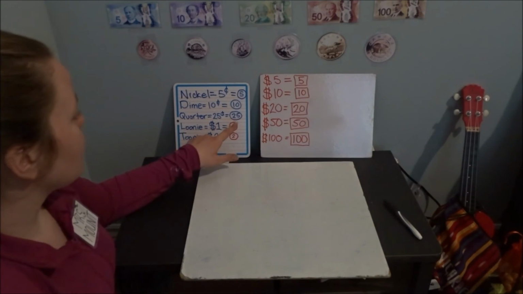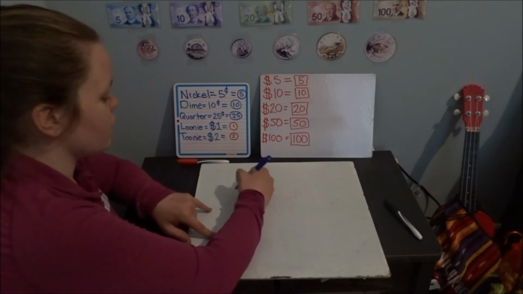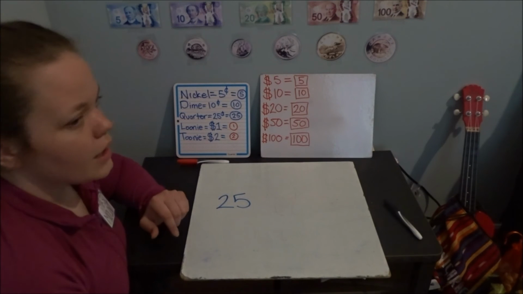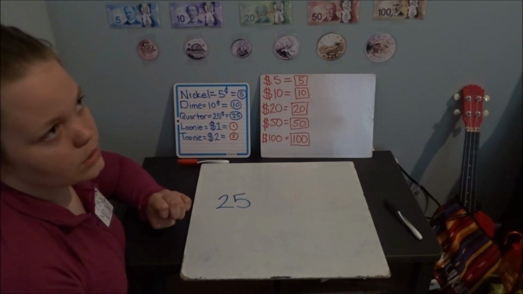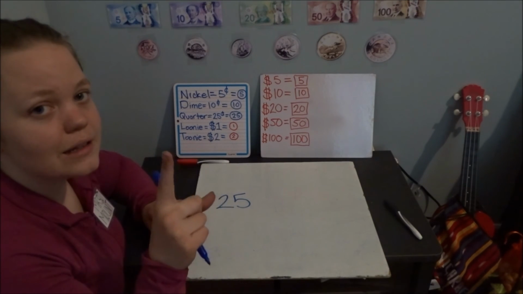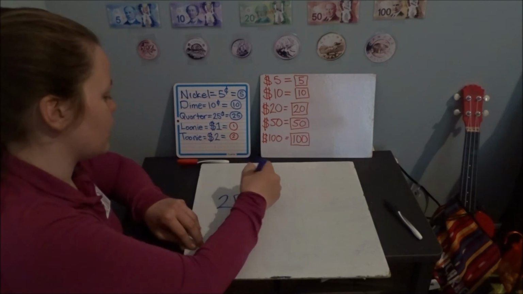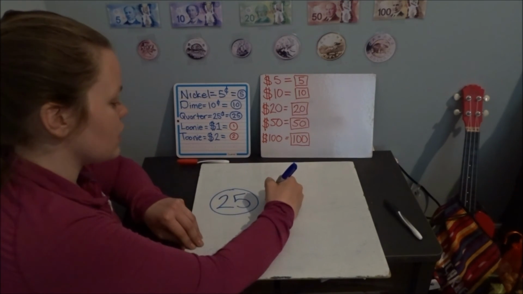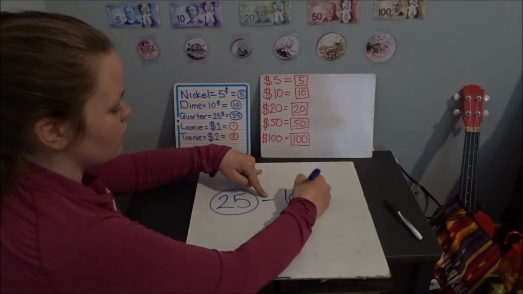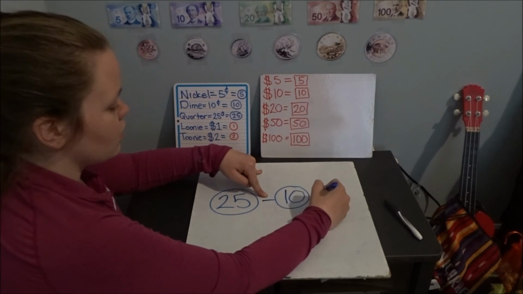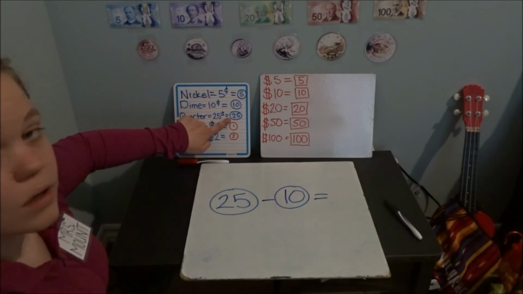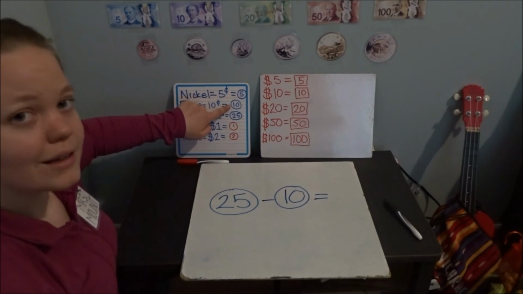So, I'm going to show you with a quarter. So if I have 1 quarter, and if I am going to go to the convenience store and I'm going to buy 1 single candy that's worth 10 cents. So 1 single candy is worth 10 cents. So I'm taking that 25 cents and I'm minusing 10. So what would that equal? Now that is the same as saying a quarter minus a dime.